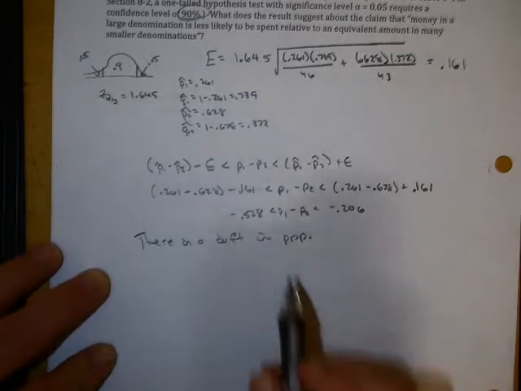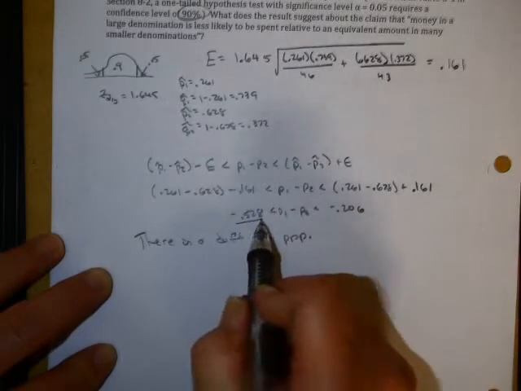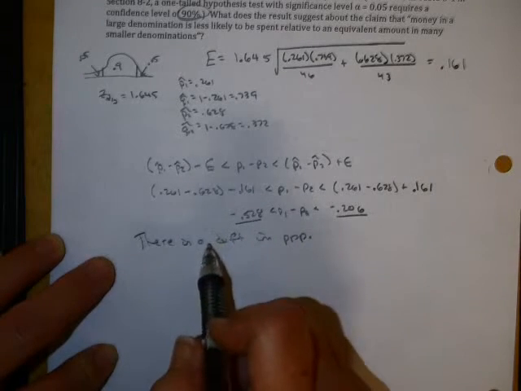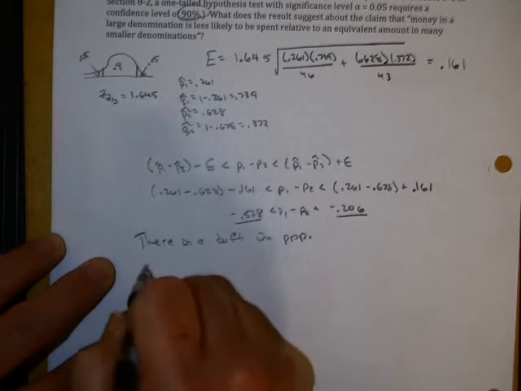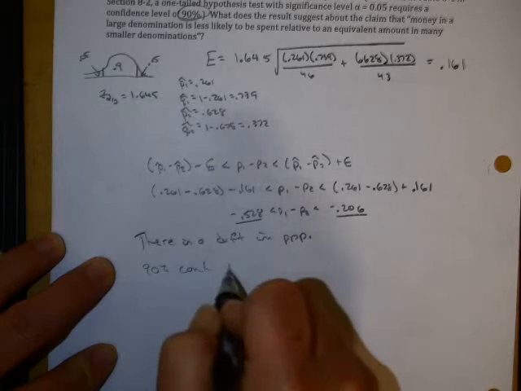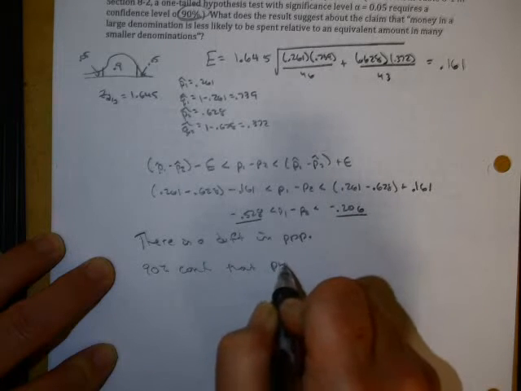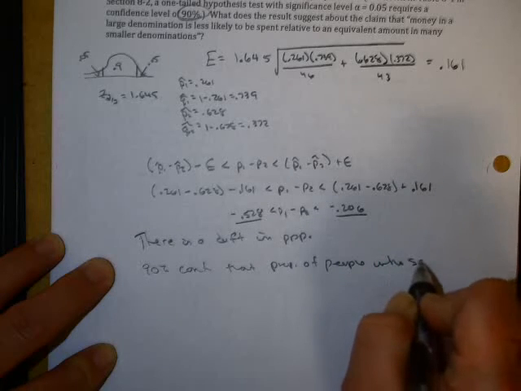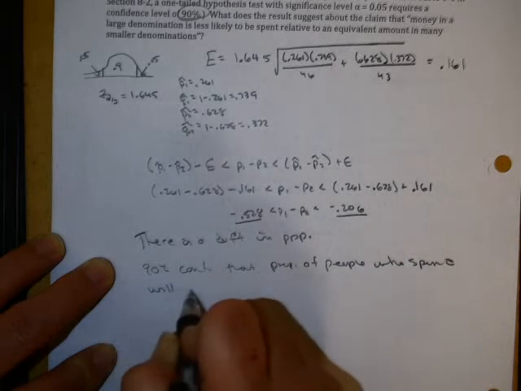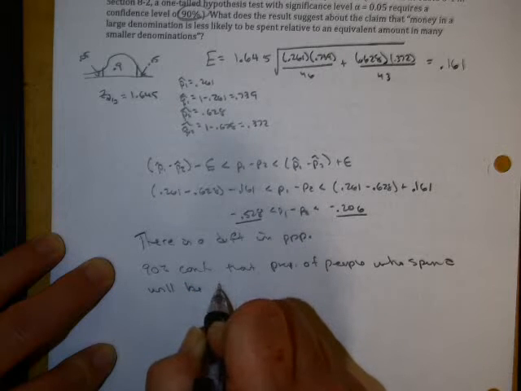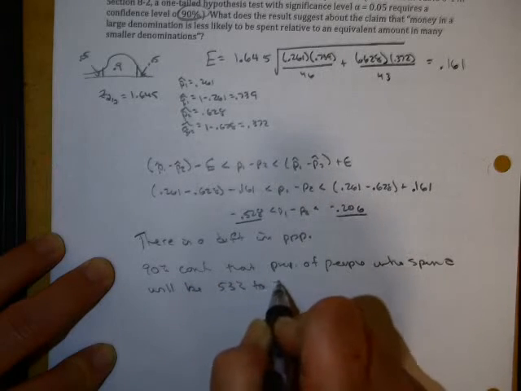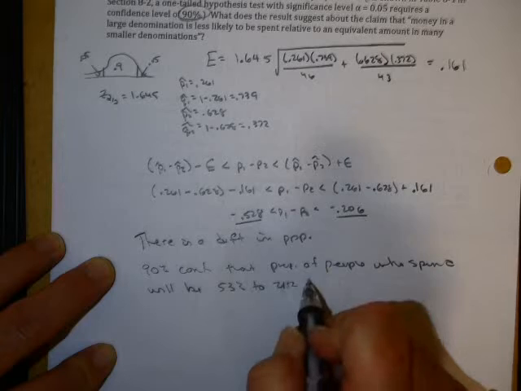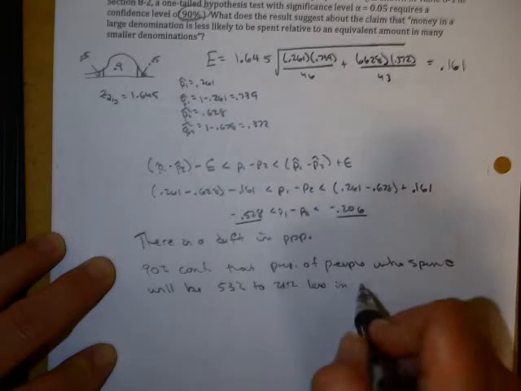In fact, we think that 53 to 21% fewer people will spend the money given the larger denominations. So we are 90% confident that the proportion of people who spend the money will be 53% to 21%, rounding, less in group 1.